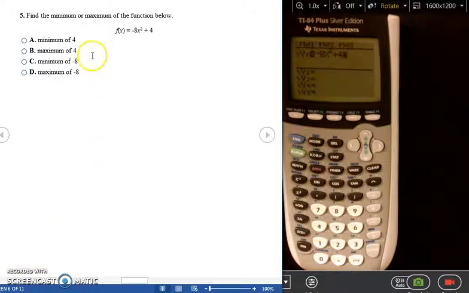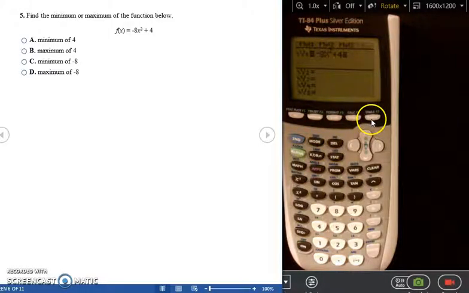This next equation asks us to calculate the minimum or maximum of the function below. So that means you're going to be looking at the top of an upside down parabola or the bottom of a right side up parabola, and finding the y coordinate of that min or max point. So the first step is going to be to put this equation into y equals. So I pressed y equals and typed it in at y1.